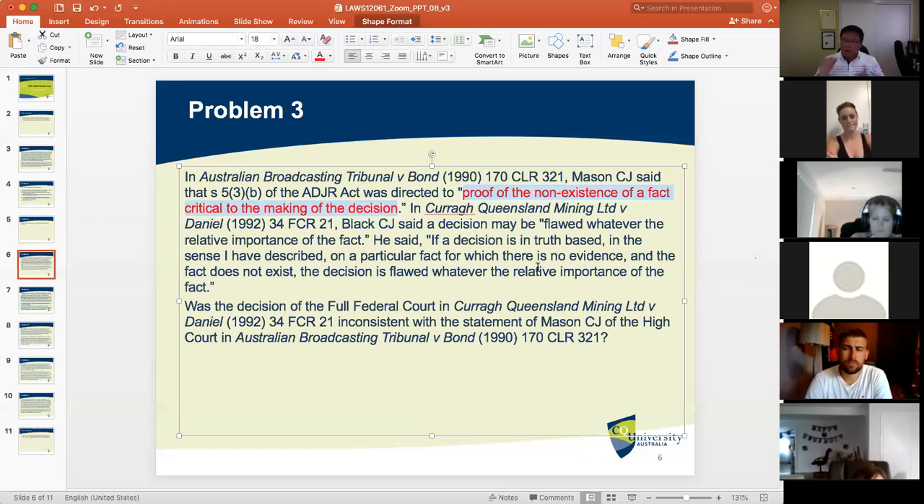Because if you look at Section 39B of the Judiciary Act, or if you look at Section 75(v) of the Australian Commonwealth Constitution, the available remedies for judicial review are only limited to writs of mandamus, prohibition, and injunction.